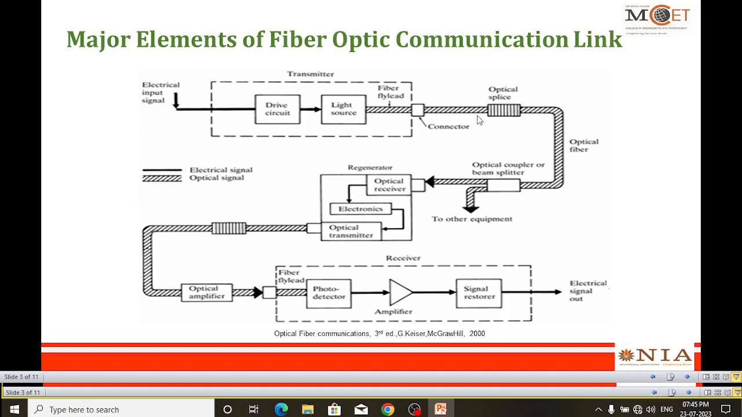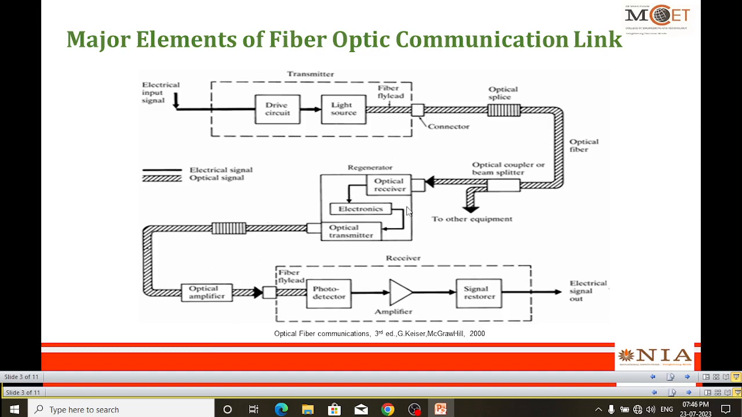Why in optical fiber cable are there connectors and splices? They are used to connect more fiber optic cables depending upon the distance between the transmitting side and the receiving side. Depending upon that distance, we need optical splices, optical connectors, and also an optical amplifier or some booster.